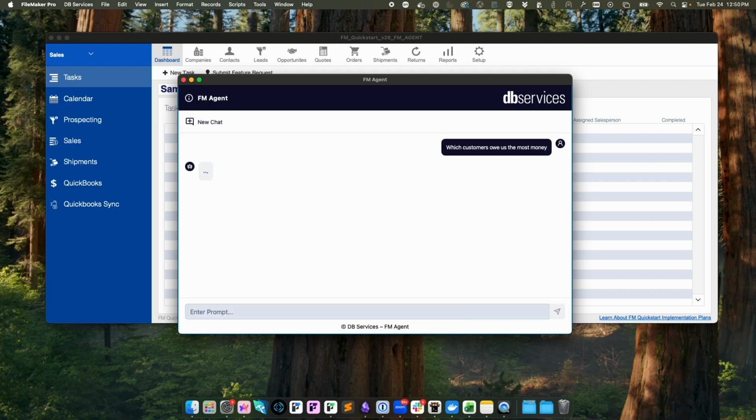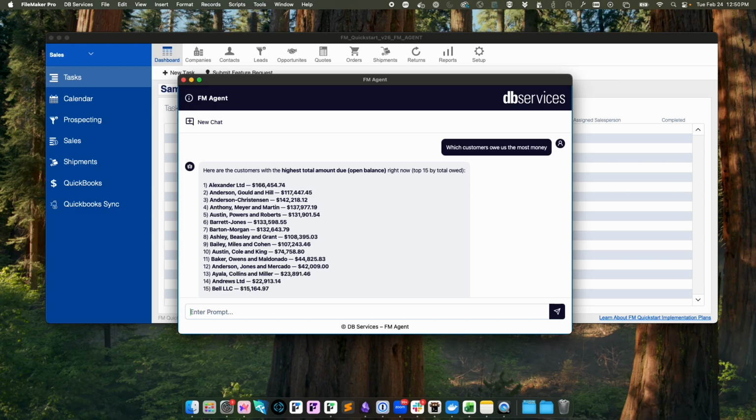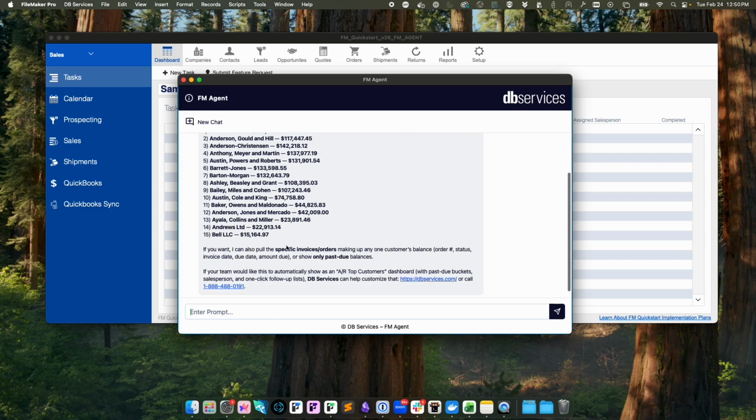We'll give FM Agent a little bit of time here to retrieve data, and then we'll see what it returns. So it was able to retrieve a top list of customers that have outstanding orders, and it even describes a little bit how it arrived at that conclusion.